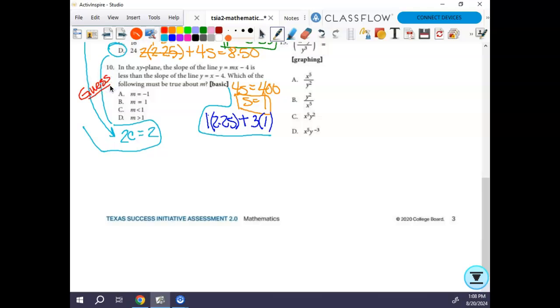Okay. So in the XY plane, no big deal, right? XY, that's the plane we've been using, not trying to make things complicated. The slope of the line y equals mx minus 4 is less than this slope, okay? Which of the following must be true about m? Okay, so what is the slope of this line?